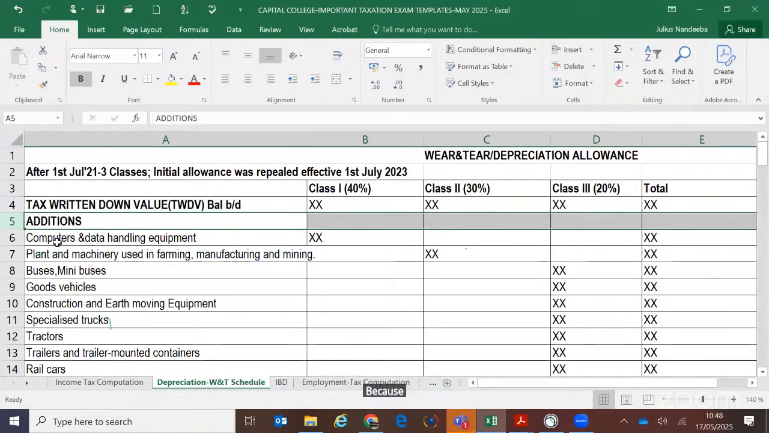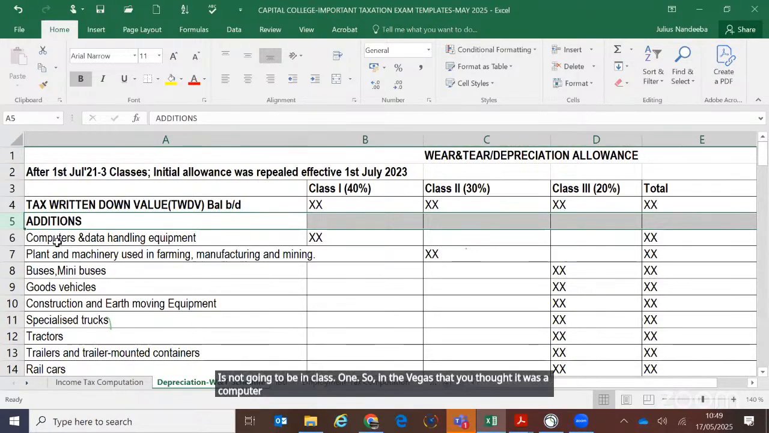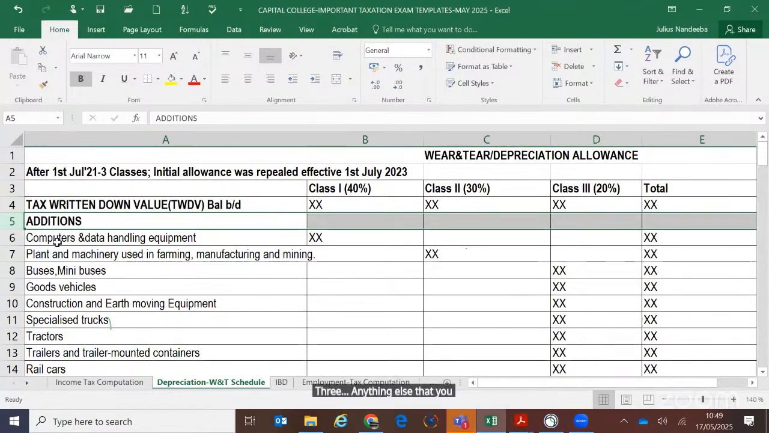Because we have so many things that we think are computers, but they are not computers for purposes of this class, class 1. So we are talking about servers. So anything that is not a computer and it is not a server is not going to be in class 1. So anything else that you thought was a computer, please place it in class 3.